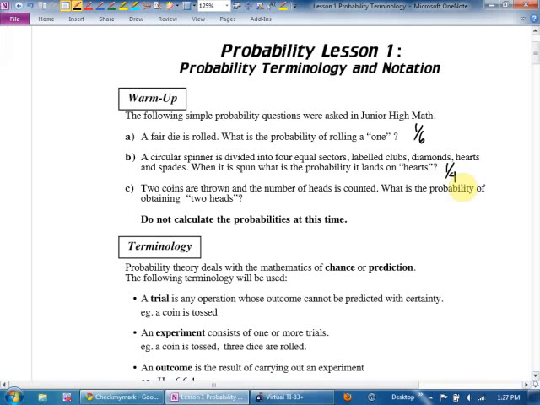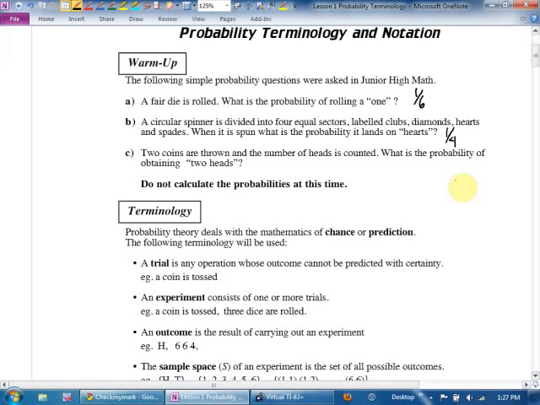Two coins are thrown, and the number of heads is counted. What's the probability of getting 2 heads when you throw 2 coins? Now, this is a bit of a trickier question. Let's find out. It seems to me that you could get heads on the first, heads on the second, tails on the first, heads on the second, tails on the first, tails on the second.